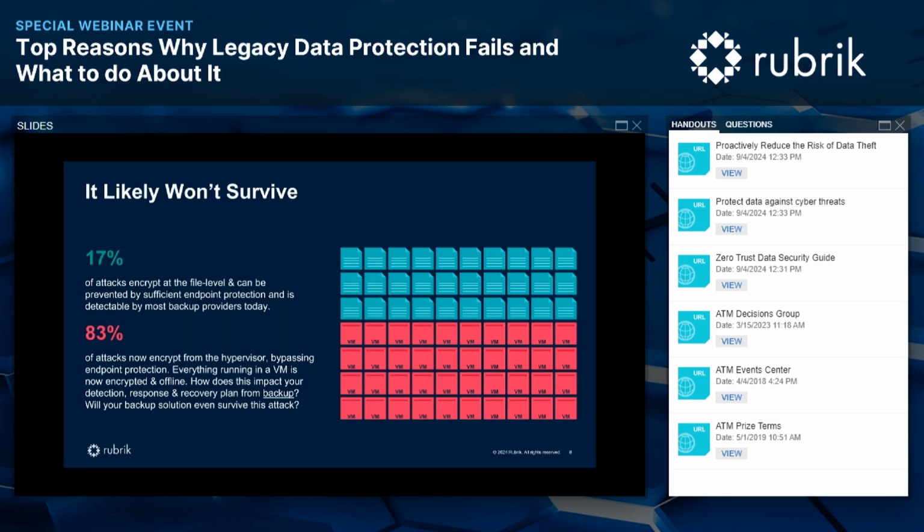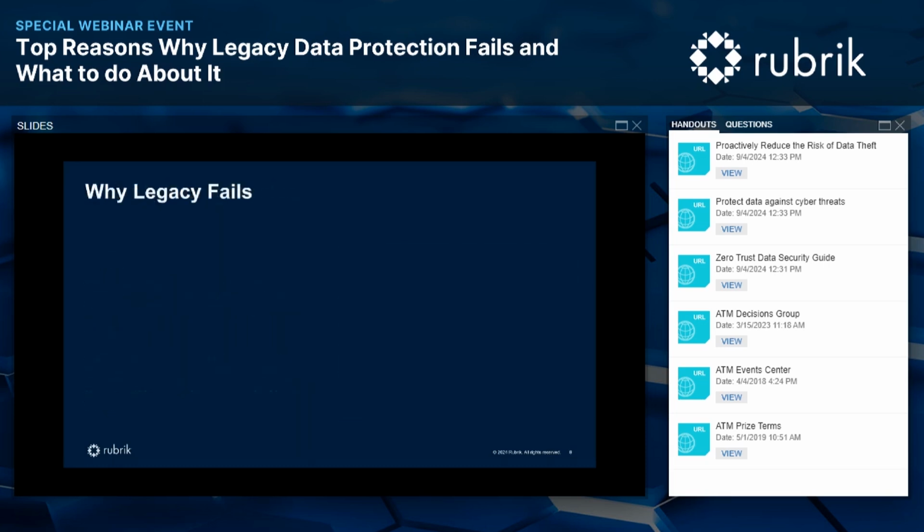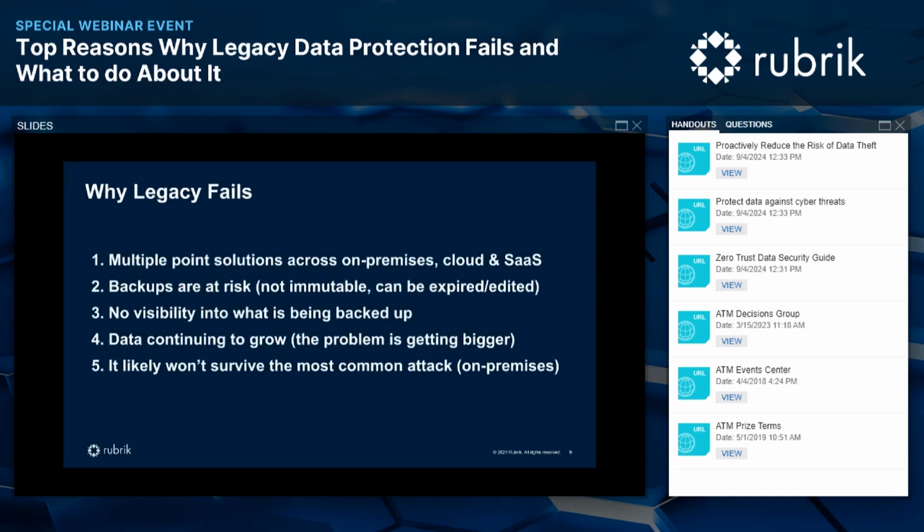So it is a fundamental problem with this legacy approach, in addition to everything else that I've said, because if we summarize it, you got multiple point solutions, you got backups that are at risk because they're either not immutable or can still be edited or expired. You got no visibility into what is even being backed up, which is definitely a problem in response to an attack and understanding what is on the network. The data is growing, and the problem's only getting bigger. And then to top it all off, it might not even survive the attack in the first place. So this is why legacy fails.